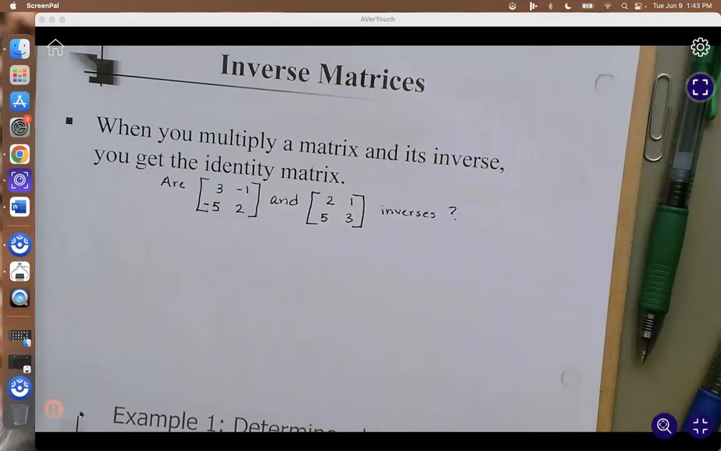So all that I need to do is multiply these two matrices together.